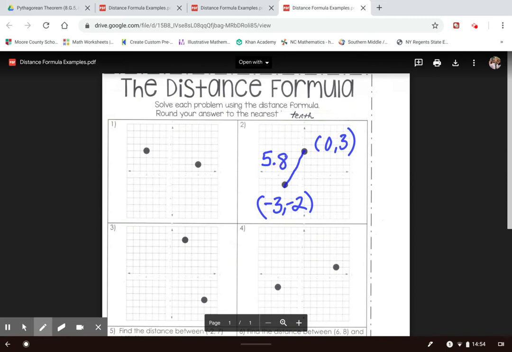Okay, let's look at the next one. To find this diagonal distance here, my point up here is (5, 1), and my point down here is (-4, -2).